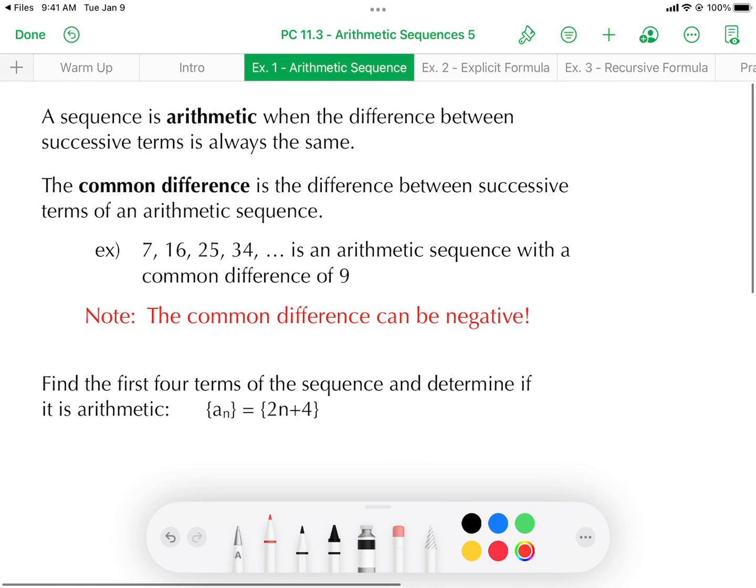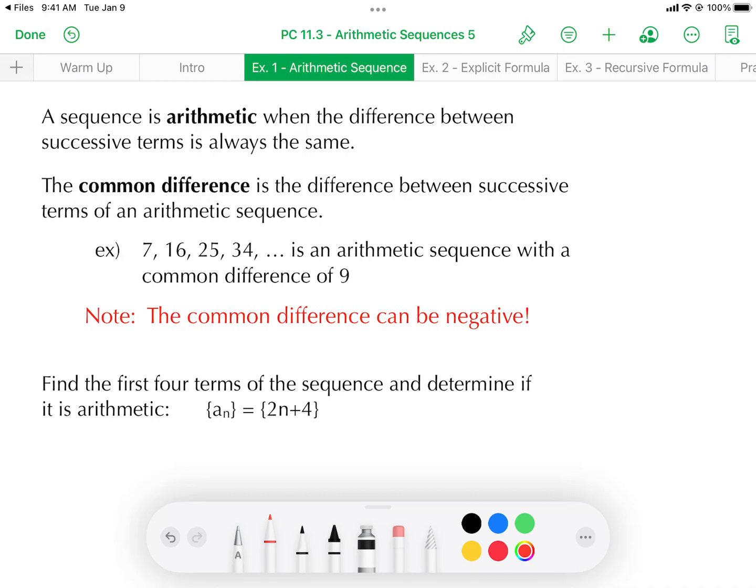All right, so it's very simple. Your sequence is arithmetic when you have the same number continually added to get from one term to the next, all right? That number that's continually added is referred to as the common difference, okay? So in our example here, we have the sequence 7, 16, 25, 34. Notice we are adding 9 each time, so we refer to the common difference of this sequence as 9.